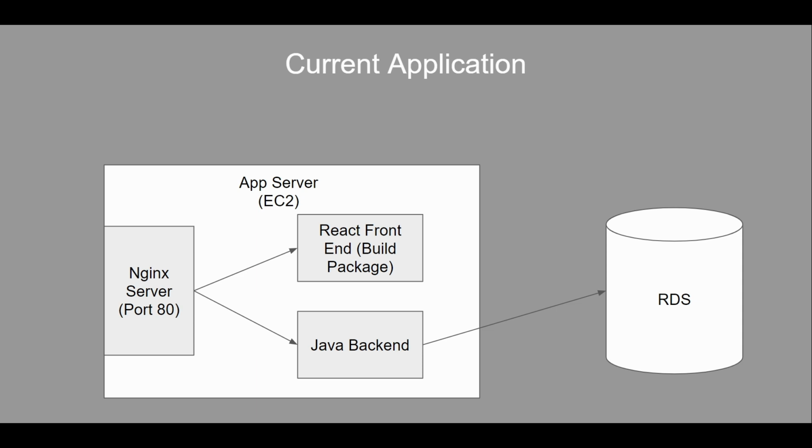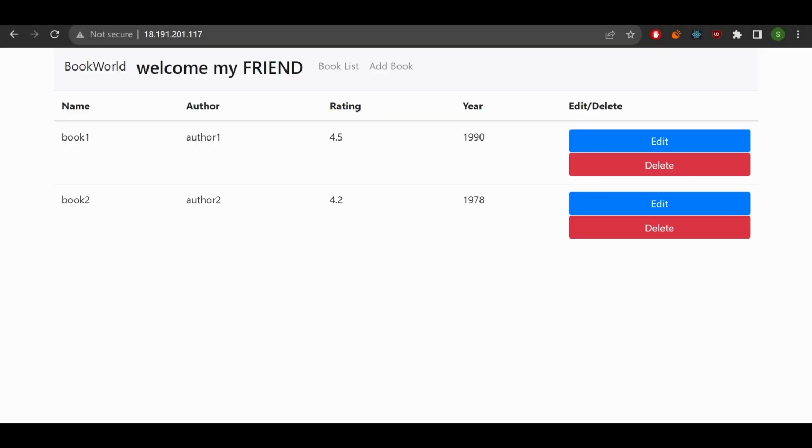This is a very simple app. All we are doing is creating a list of books. We can add, delete, and update books. Let's see what the application actually looks like. As you can see, we have the IP address of our EC2 instance that's hosting this application. And it's a very simple application called Book World.